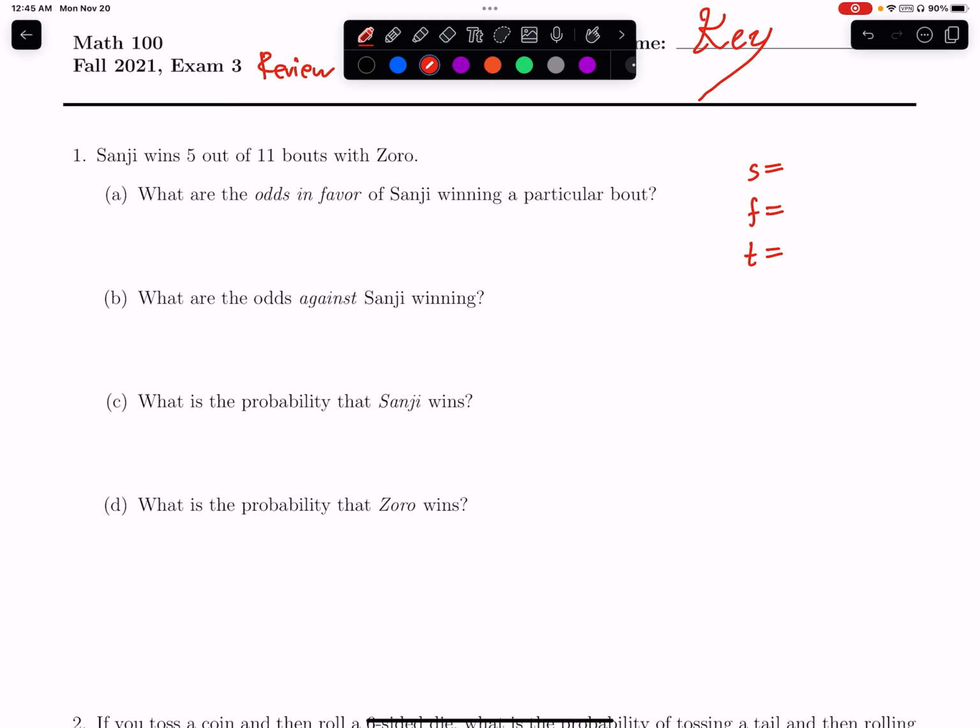In this case, it says Sanji wins 5 out of 11. That means altogether there are 11 bouts. That means the T is 11, and he wins 5 of them, so the S is 5. Which makes the F then 6, because 5 plus 6 is 11. Now, what are odds in favor? Remember, odds in favor are always given S versus F. So in this case, that's going to be 5 to 6. That's the odds in favor of him winning. What about odds against? You just reverse the order. F to S instead, which would be 6 to 5. And that's it. That's the answer.